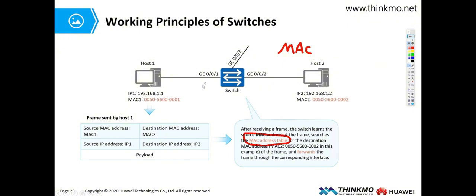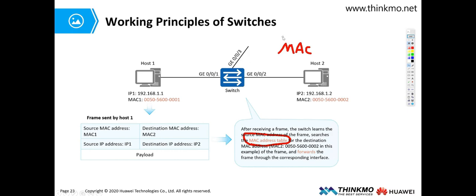If our layer 2 switch sees a piece of data and needs to forward it, it determines based on this MAC address table which interface it should send it out from. At this point, we determine it based on the MAC address.